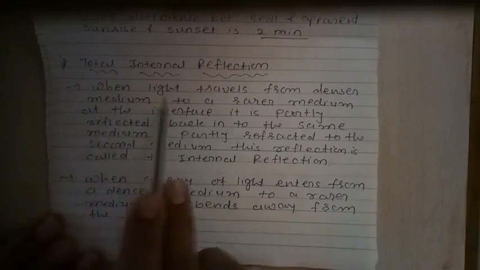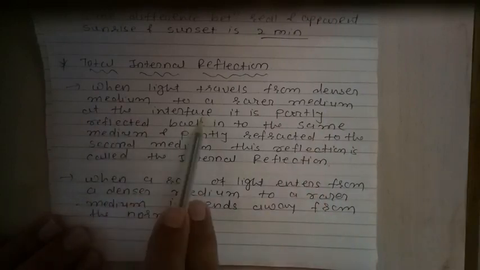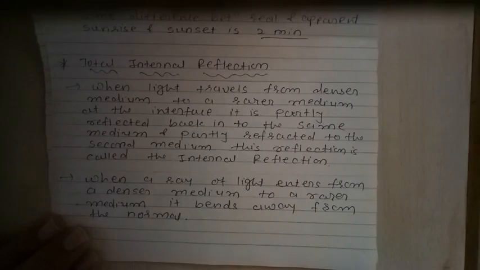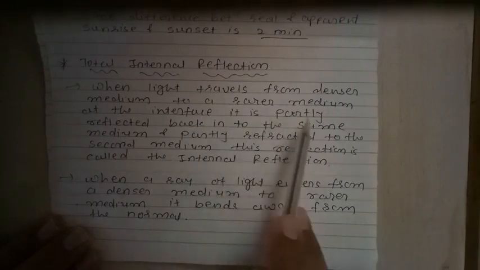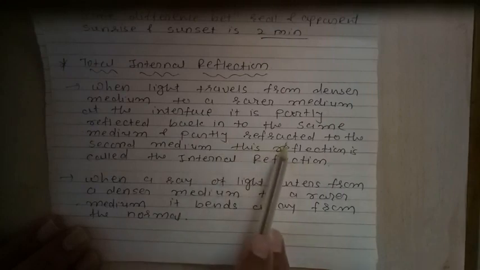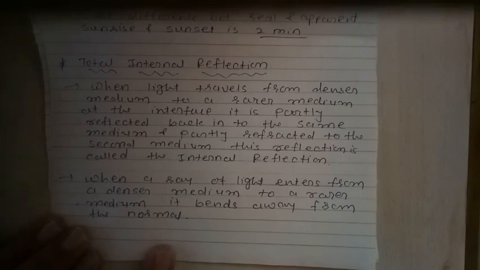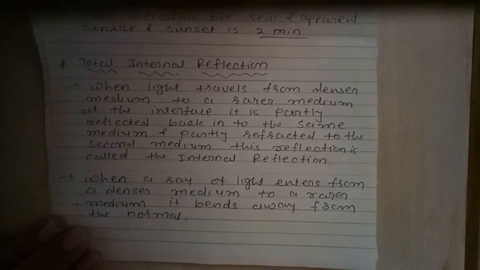So when light travels from a denser medium to a rarer medium, at the interface it is partly reflected back into the same medium and partly refracted into the second medium. This reflection is called internal reflection, right? So what is internal reflection? When light travels from one medium to another medium, some part of light is refracted and some part is reflected. This is known as internal reflection.